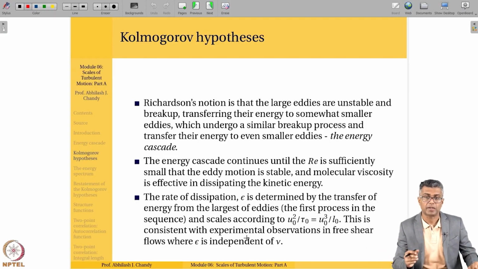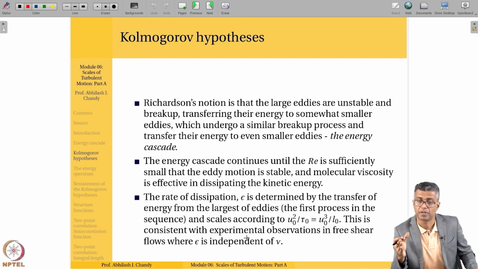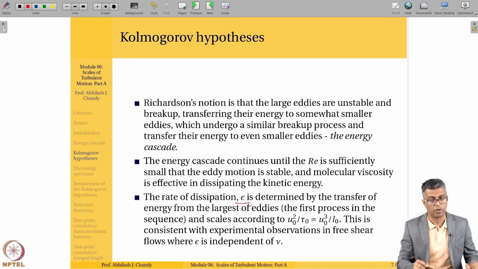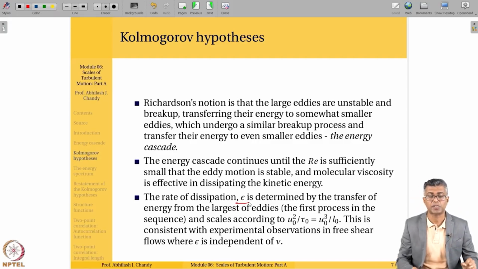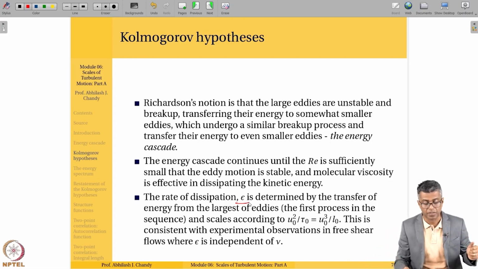So if it is dissipating, there will be a rate of dissipation. Let's call that rate of dissipation epsilon, like we have explained before. The rate of dissipation epsilon is now determined by the transfer of energy from the largest eddies, because that is the first step in this energy cascade. What is the first step? The transfer of energy from the large scales to the small scales. And what we are saying is that the dissipation epsilon is determined by the transfer of energy from the largest eddies.